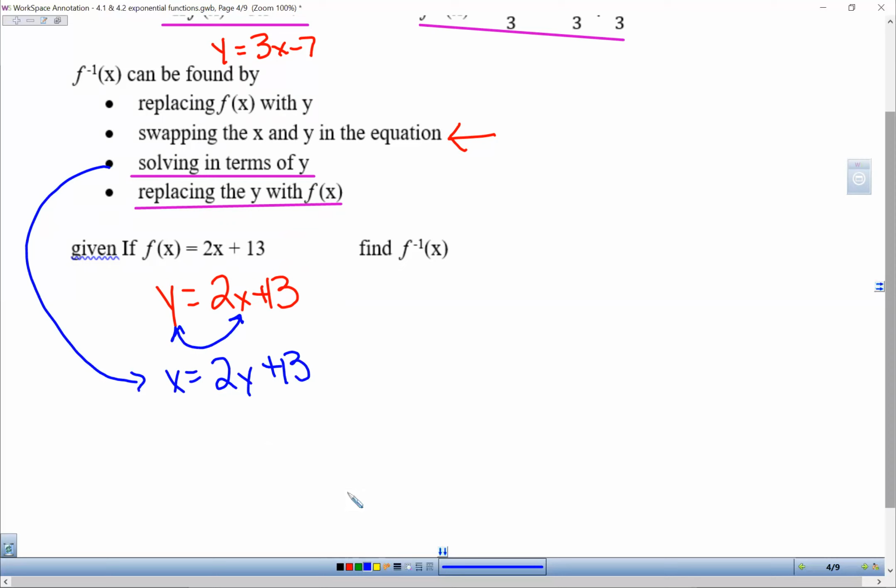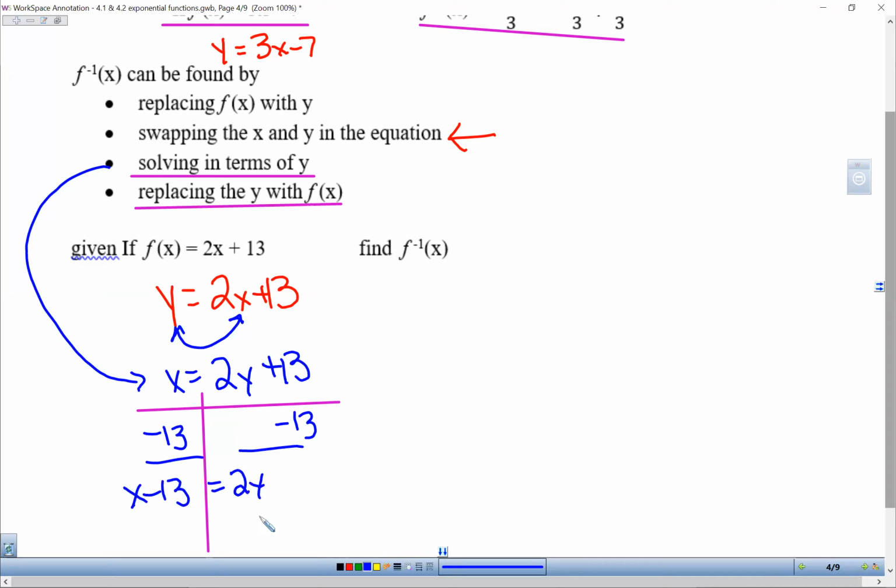So if I'm solving in terms of y, I'm going to subtract 13 from both sides. So I get x minus 13 equals 2y. And then we're going to divide by 2. So the 2's cancel out here, and we're left with y. And y equals all of this, x minus 13 over 2. I would leave it as a fraction.